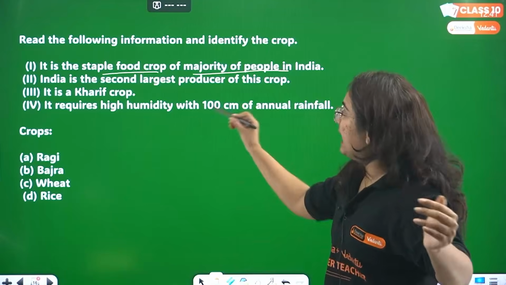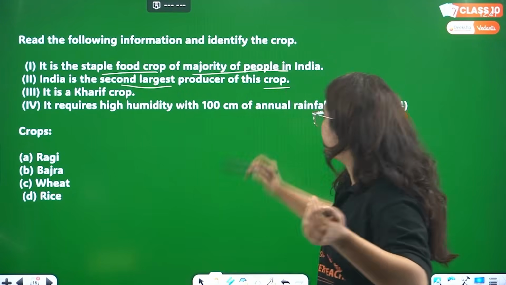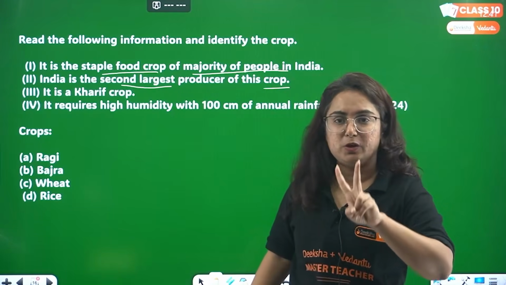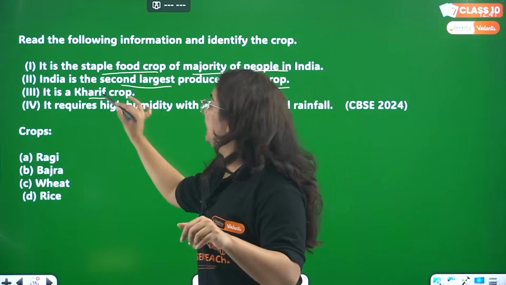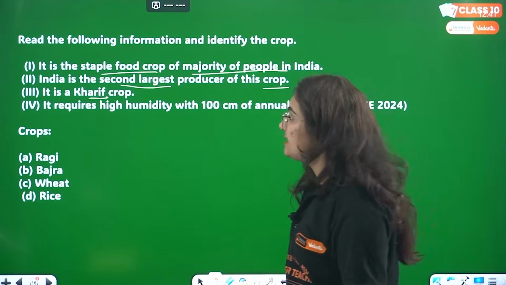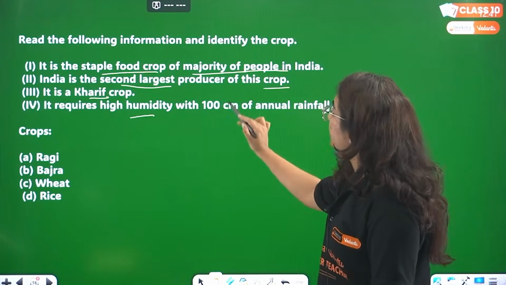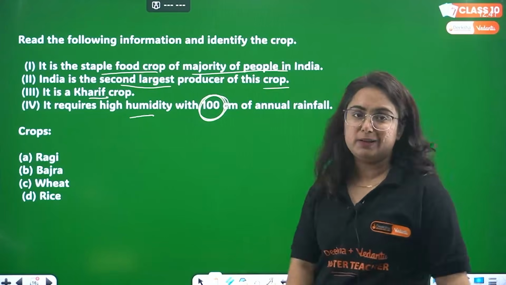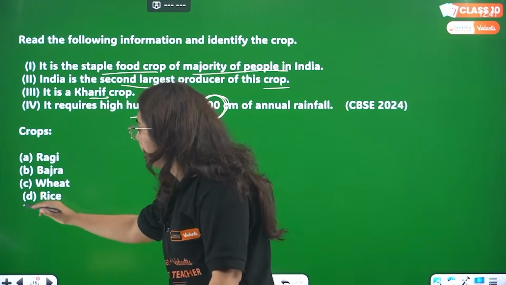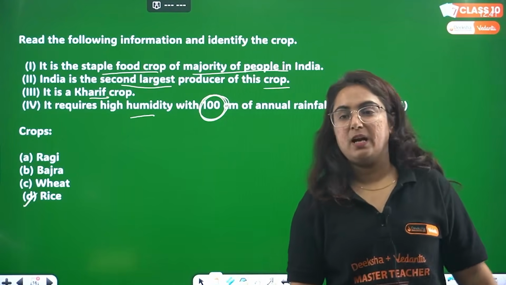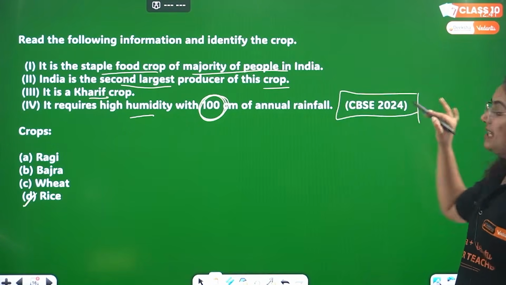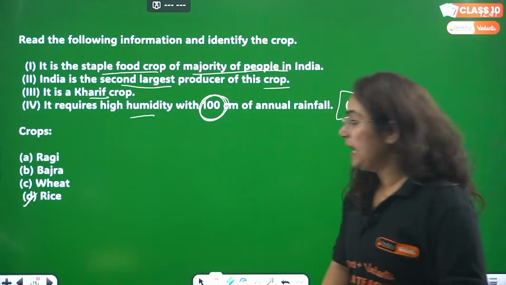Let's move on. India is the second largest producer of this crop. This does not clear anything because there are a lot of crops in which we are the second largest producer. But again, it is a kharif crop. Wheat is a rabi crop and hence it is out of the list. Next, it requires high humidity with 100 centimeter of annual rainfall, which clearly makes us understand that the correct answer is rice. What is the correct answer for this question? D. And this question is picked from the CBSE 2024 question paper.